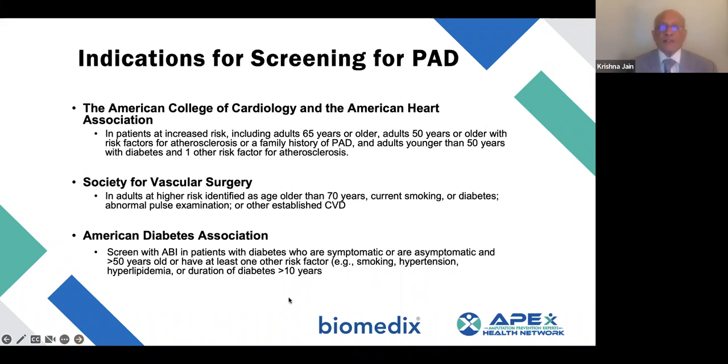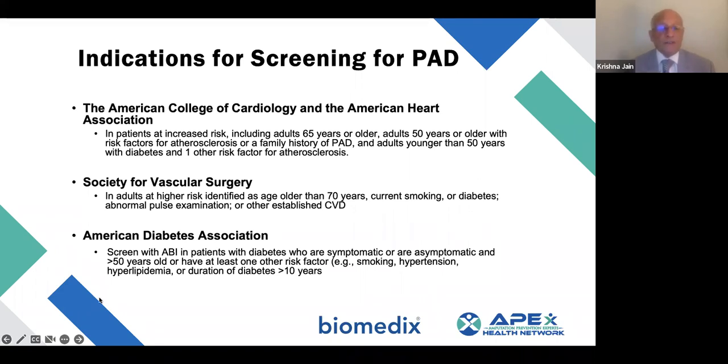So what are the indications for screening for peripheral arterial disease? In the perspective of the American College of Cardiology and the American Heart Association, patients at increased risk include adults 65 years or older, adults 50 years or older with risk factors for atherosclerosis or family history of PAD, what I just talked about, and adults younger than 50 years with diabetes and one other risk factor for atherosclerosis. These people should have screening for PAD.